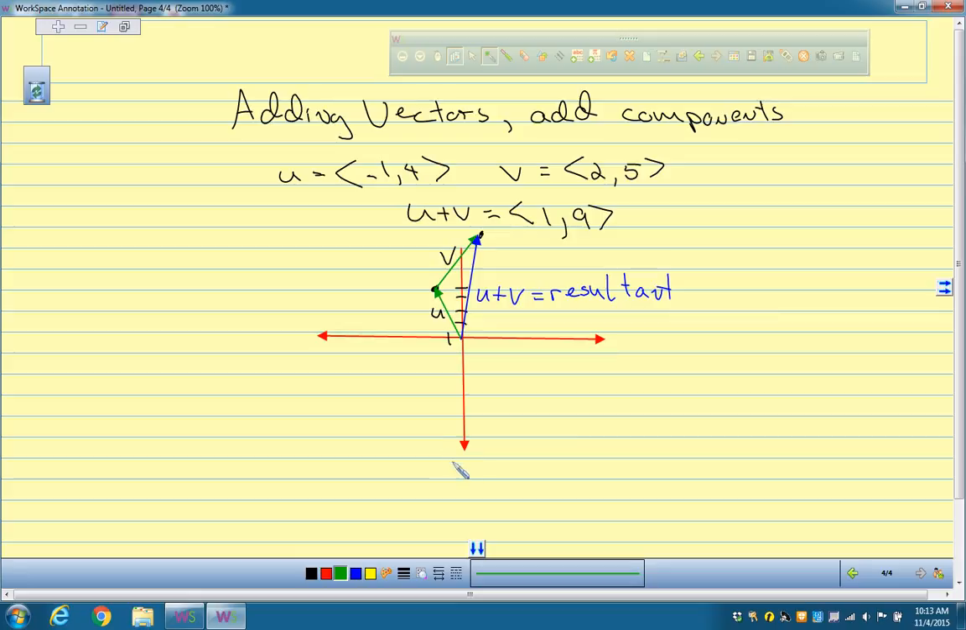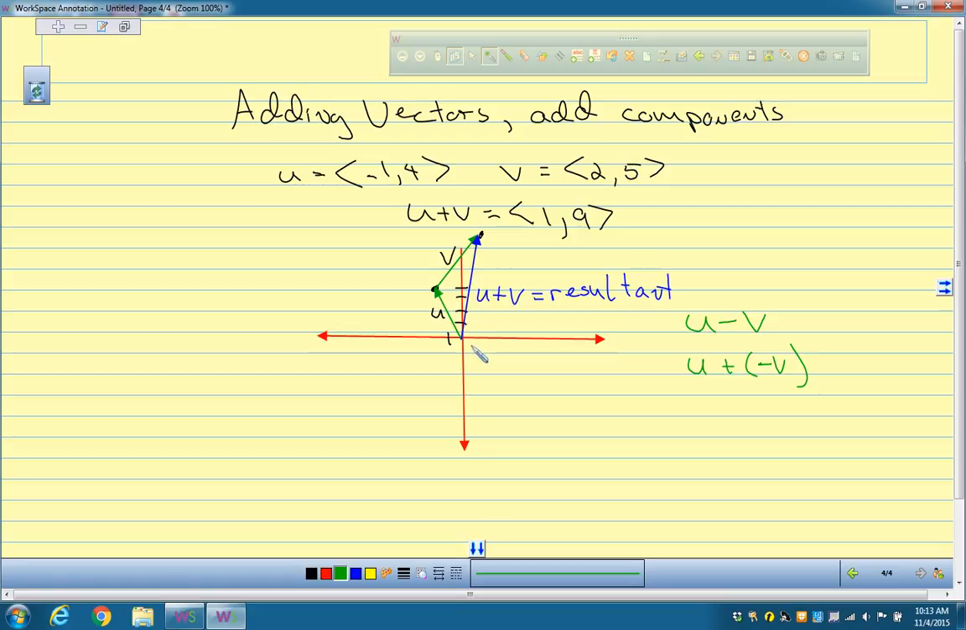See this? If I wanted to do u minus v, that's equal to u plus negative v, right? So the way I would do that graphically, you could do it algebraically. You would just take this plus the opposite of this, yes?